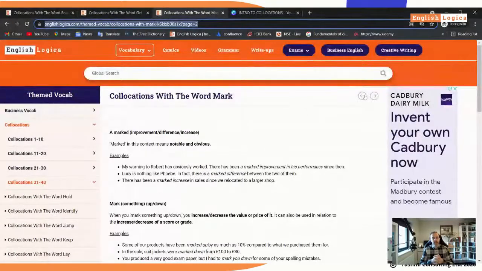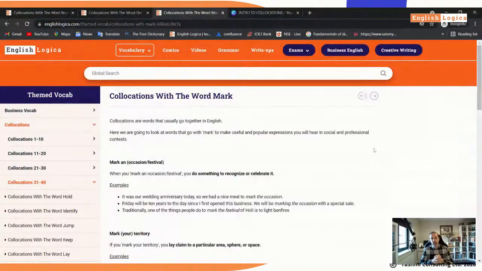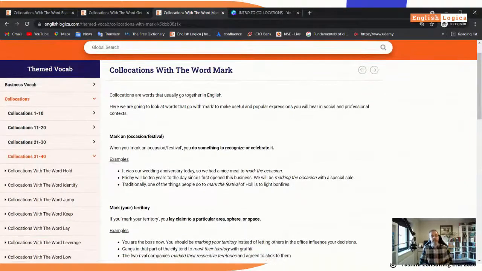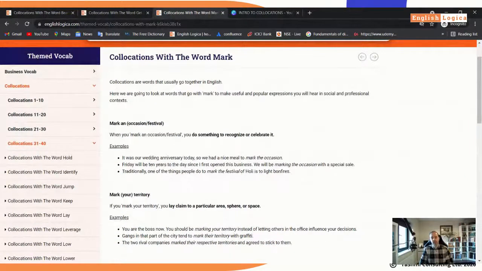Our next collocation set is with the word mark. Again, very common, very popular, so you'll hear this a lot. First collocation with mark is to mark an occasion or a festival. When you mark an occasion or a festival, you do something to recognize or celebrate it. Our examples: it was our wedding anniversary today, so we had a nice meal to mark the occasion.